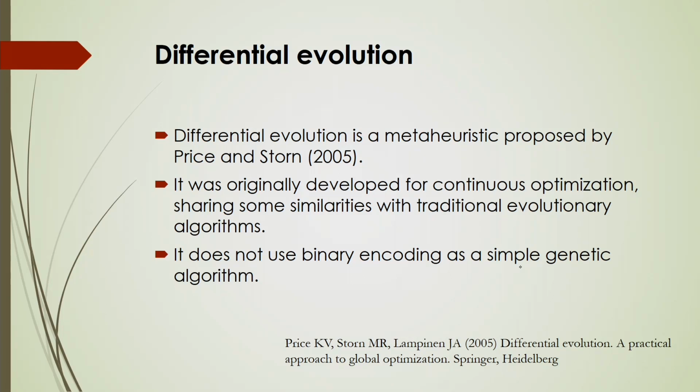Now, what is differential evolution? Differential evolution is a metaheuristic proposed by Price and Storn in 2005. It is generally developed for continuous optimization, and it shares some similarities with traditional evolutionary algorithms, but it does not provide the means for using binary solutions as a simple genetic algorithm does.